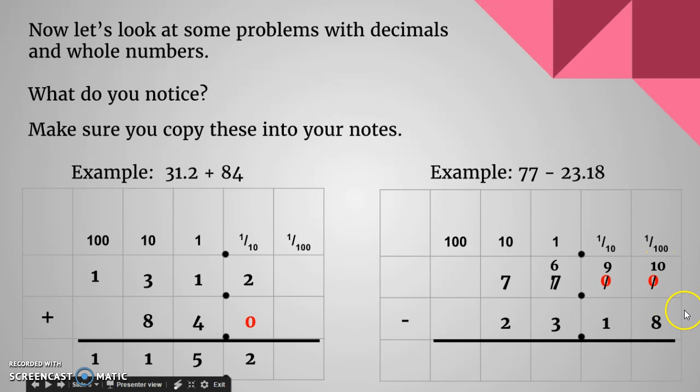Okay? Now 10 take away 8 is 2, 9 take away 1 is 8, 6 take away 3 is 3, and 5 is what you get when you take 7 minus 2. So my answer would be 53 and 82 hundredths. And again, if you use some estimation and just look at the whole number part, 77 would be around 80. 23 is going to be around 20. 80 take away 20 is 60. And my answer is definitely close to 60.